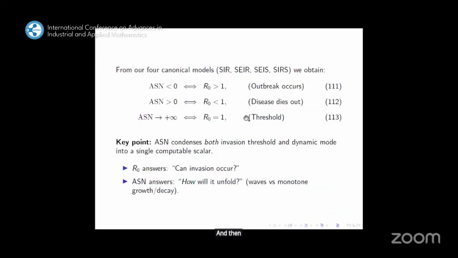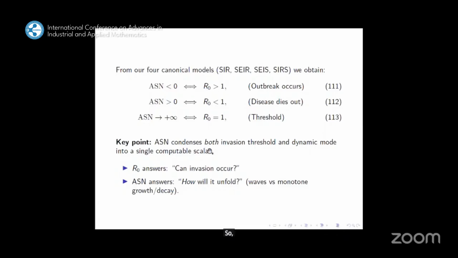And then this will be the case for our four canonical models. We obtain the following: if the Atangana strength number is less than 0 and the reproduction number is greater than 1, we have an outbreak. And if the Atangana strength number is greater than 0, that means R0 will be less than 1, then the disease dies out. And as the Atangana strength number goes to positive infinity, R0 will be equal to 1, which is the threshold.